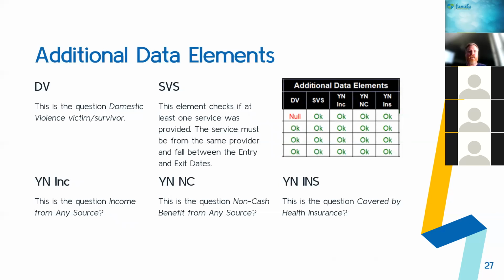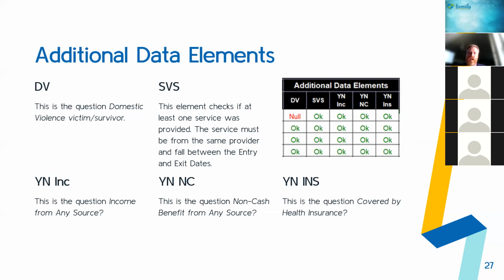For services, this one's a little different. Again, this is the SVS column. It's looking at, is there a service by the same provider as the enrollment during that enrollment? So if you have a client that's enrolled from October 1st through October 5th, and a service on October 3rd from the same provider, that will count.